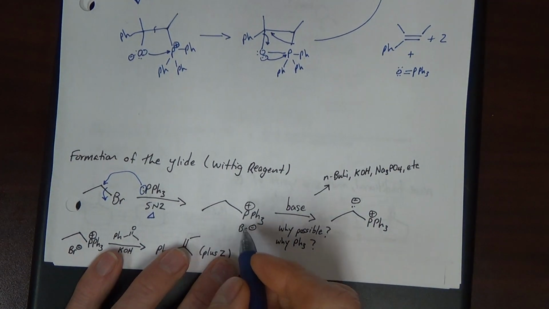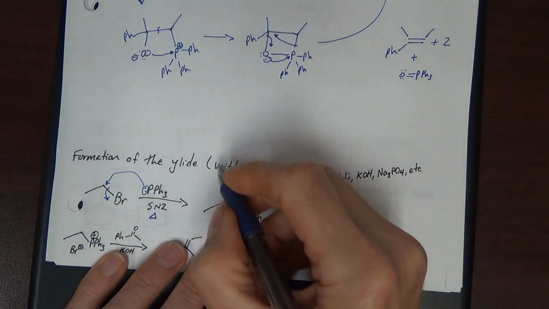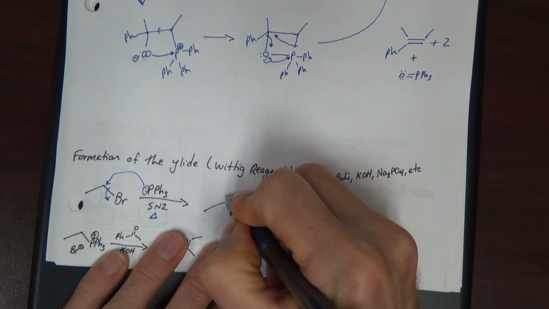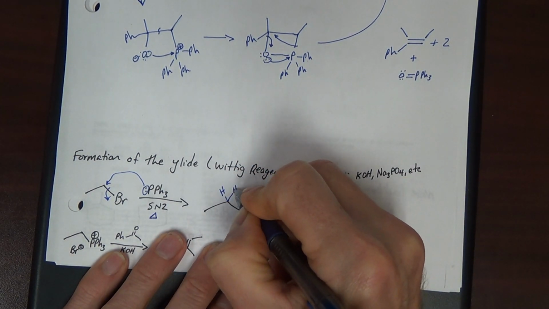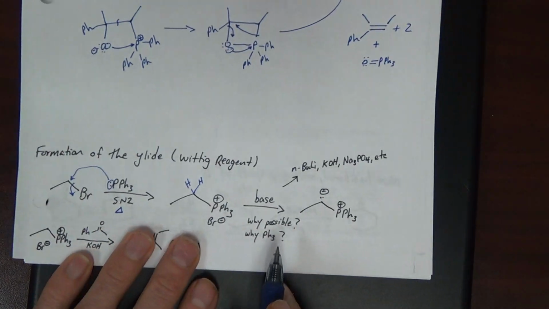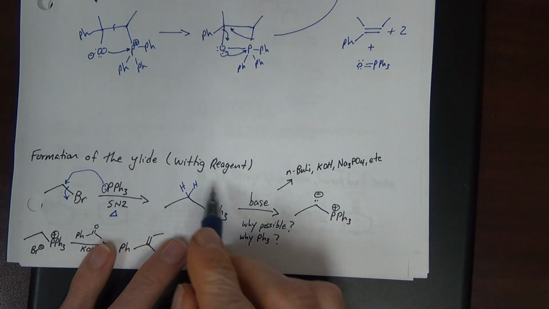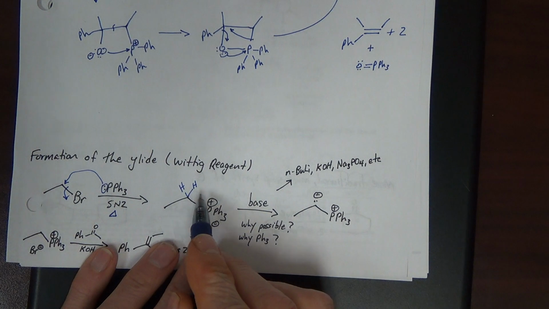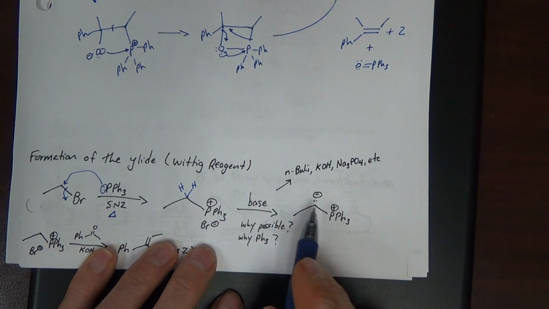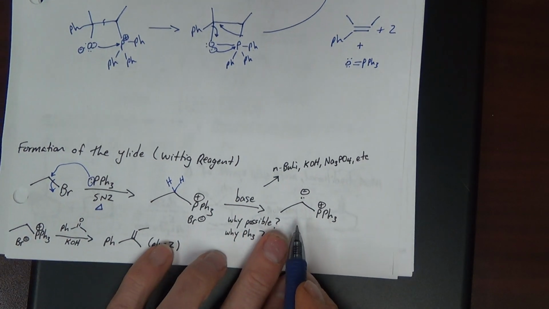Now the salt, because the phosphorus is positive here, these H's have some acidity. And if we include a base, we can deprotonate this, and we can generate the carbanion.